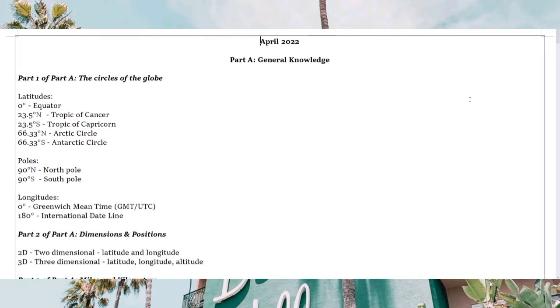Let's do notes for April 2022. Part A, general knowledge. We shall see the circles of the globe. Like we saw with latitude, 0 degrees is the equator.